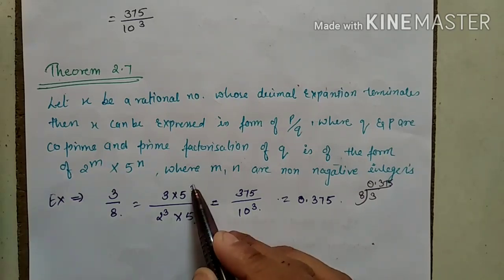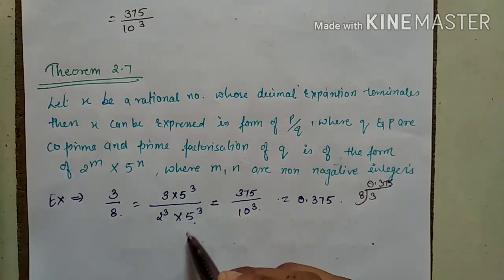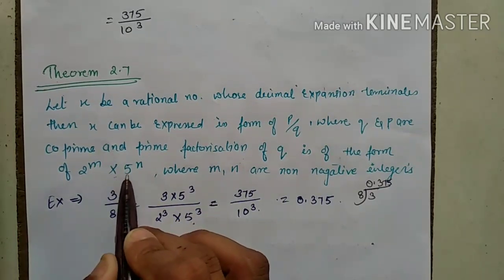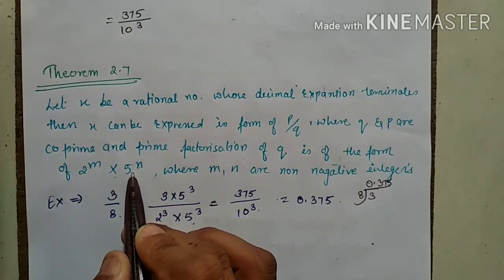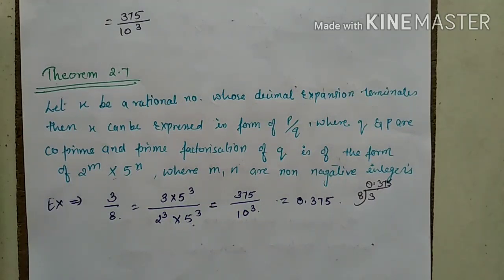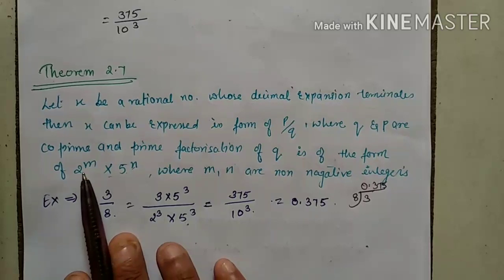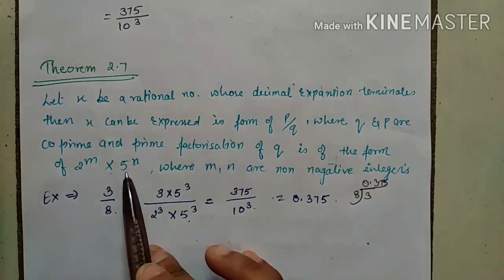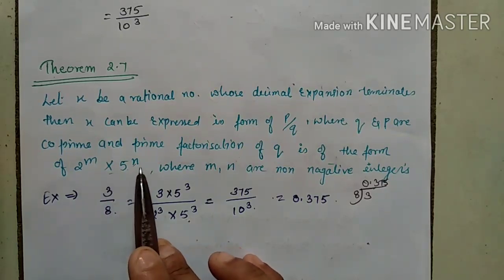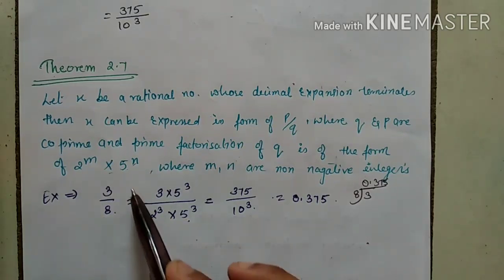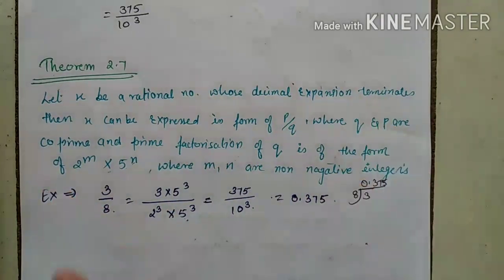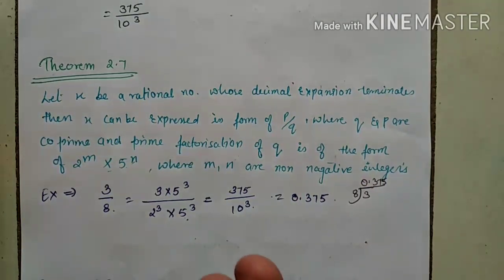So, if I am multiplying by 5 power 3 in numerator and denominator, there is no problem, because I multiply both the sides to make it 2 power m into 5 power n. Is it clear? So you just understand the terms, how to solve the questions. You have to convert the denominator into 2 power m into 5 power n. Then if the denominator is of the form 2 power m into 5 power n, then this number is a terminating decimal. Is it clear or not? Yes. So this is the way you have to say, and this is theorem 2.7.